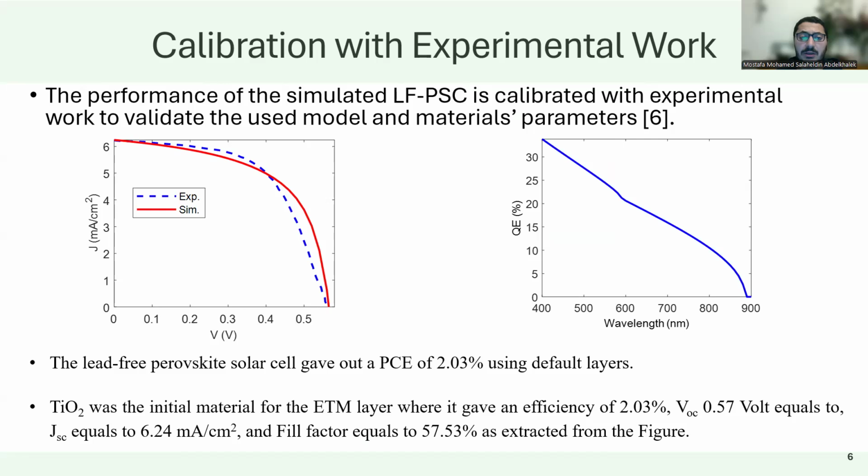Firstly, we started our simulation with a calibration with experimental work. The performance of the simulated lead-free perovskite solar cell is calibrated with an experimental work to validate our model and our material parameters. We compared our JV curve from the simulation, which is the red curve, with an experimental curve, which is the blue one.